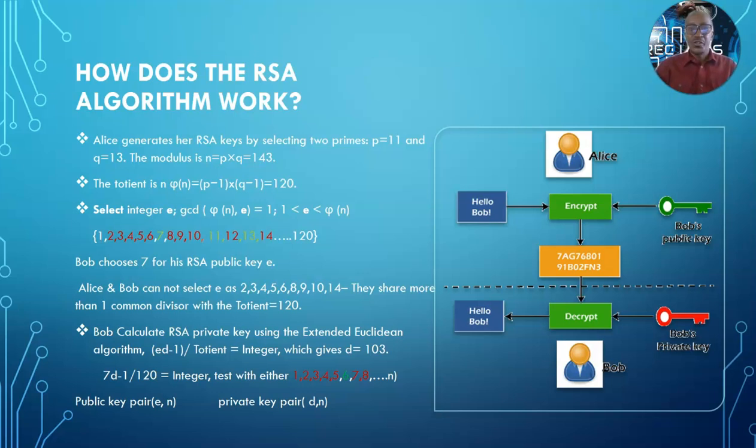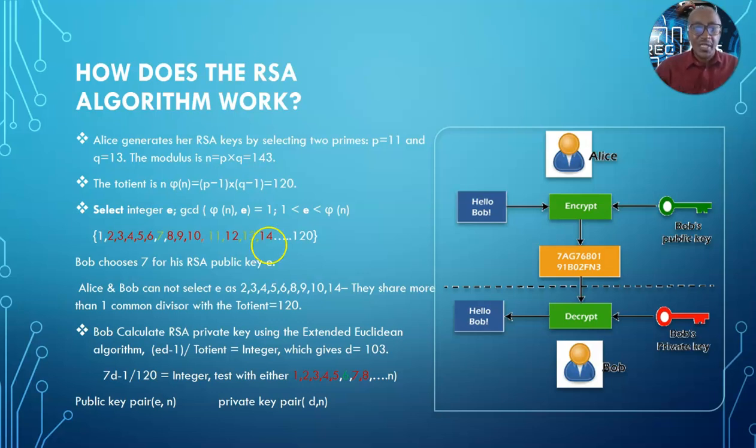So for instance, here let's choose 7 as the key, based on the condition of the GCD: the divisors of 7 are 1 and 7, and the only number it shares with 120, the totient, is 1. So it satisfies the condition. On the other side, Bob chooses to use key 7 and shares it with Aris. Aris and Bob cannot select 2, 3, 5, because they share more than 1 divisor. I think we have said that.